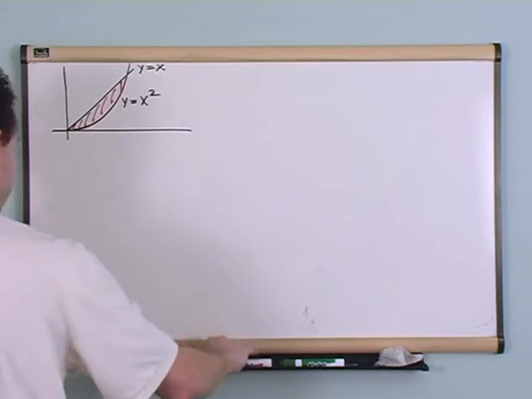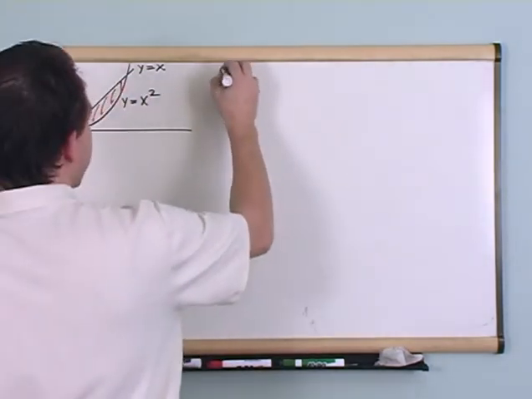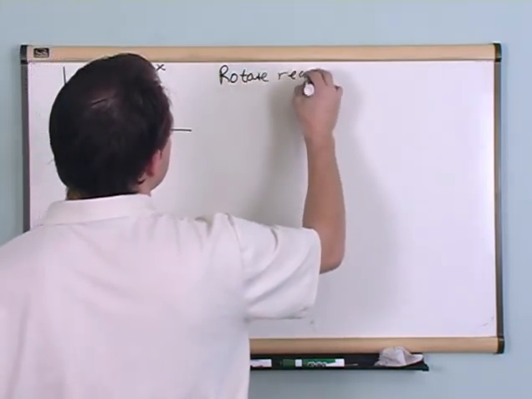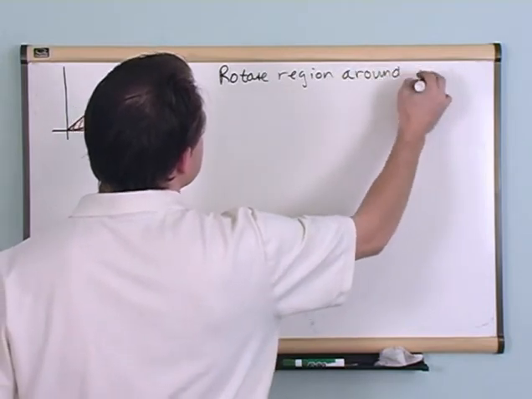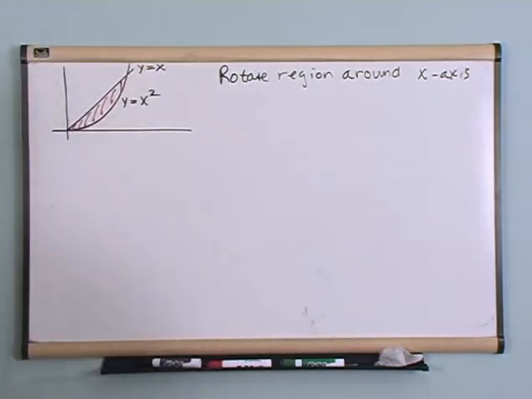Rotate that region about the x-axis, like this. Okay? So rotate the region around the x-axis. Okay? And then you define a volume.